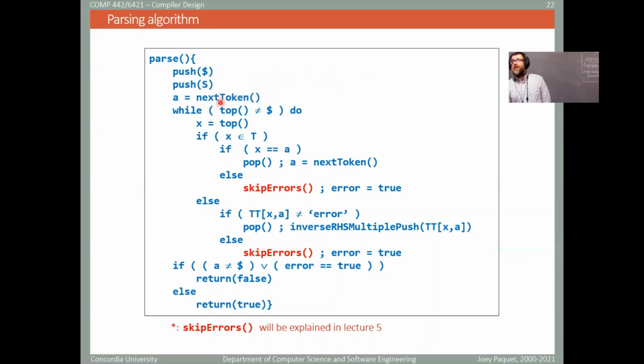Of course, you are getting the next token from your lexical analyzer, which is represented by this A variable. Then you have this forever loop here that loops until the top of the stack is $. So you want to stop only when you have $ on top of the stack. And you, of course, stop either if you have $ on top of the stack or if you see a parsing error.